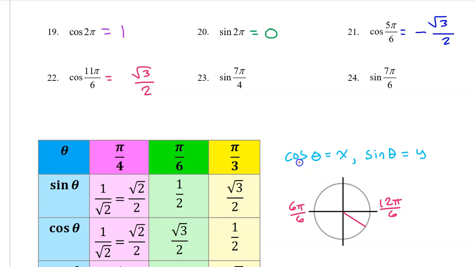On the unit circle, cosine is the x value, and x values are positive in the fourth quadrant. We are to the right of the y-axis. Therefore, we will leave the answer as positive radical 3 over 2.